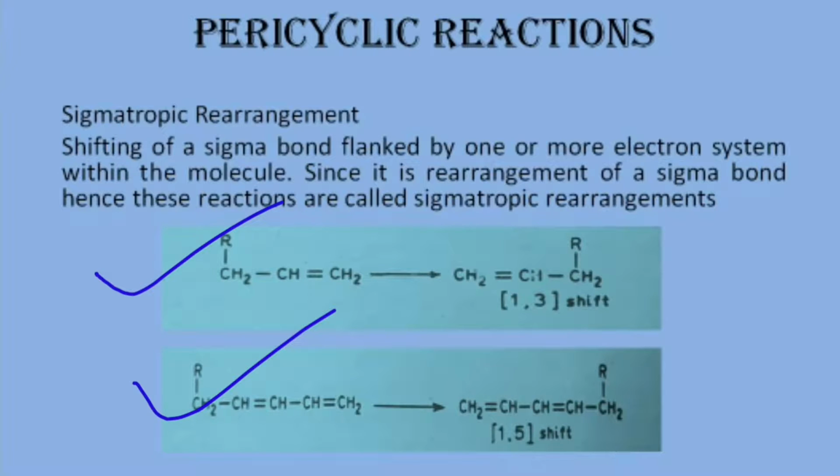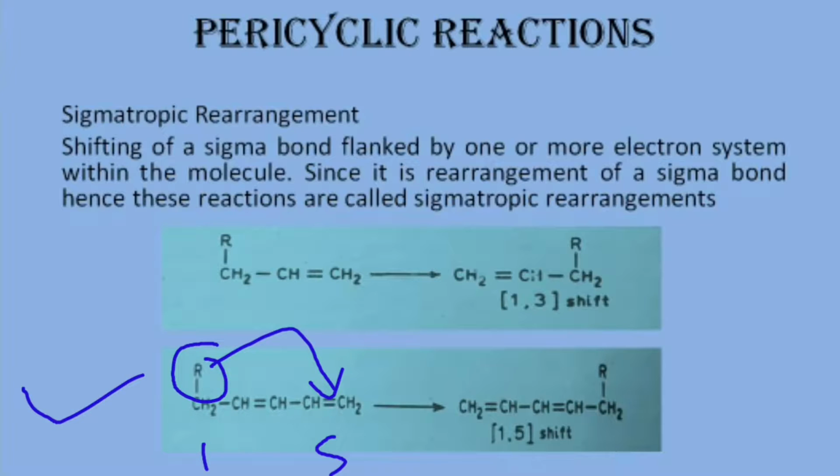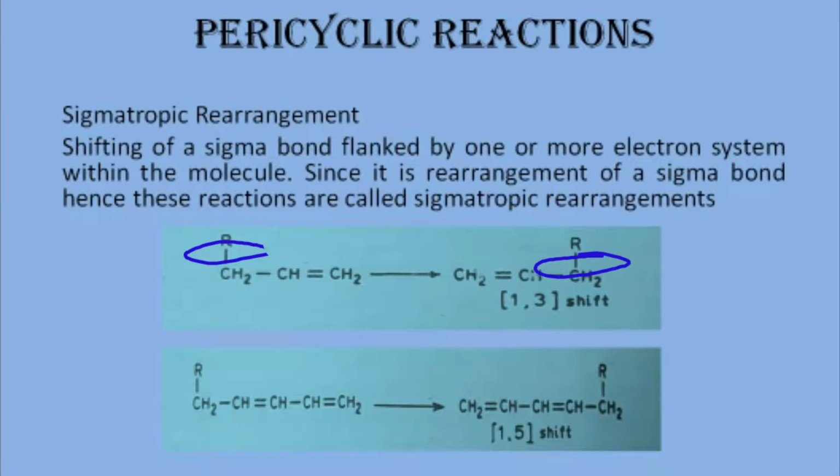These are the examples of sigmatropic rearrangement. Here this R is shifted from position 1 to position 3. That's why this is known as 1-3 shift. Whereas in this example, that R is moved from position 1 to position 5. That's why it is known as 1-5 shift. So in this way there is shifting of sigma bond, so it is known as sigmatropic rearrangement.